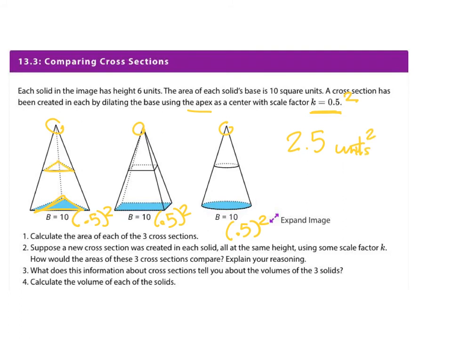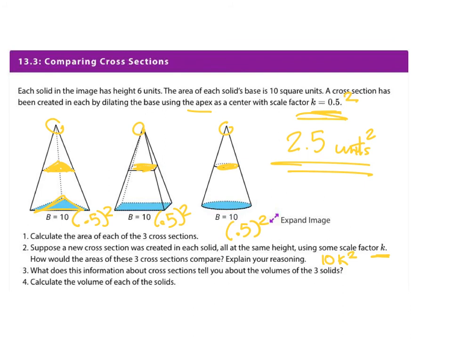Okay, we don't have any measurements to get the areas of these slices, but we do know we have a scale factor and an area of the base. And when we do area, our scale factor is squared. Number 2, suppose a new cross section was created in each solid, all at the same height, using some scale factor K. How would the areas of these 3 cross sections compare? Explain your reasoning. They would all be 10 times some scale factor squared, because all we have to do is multiply by the scale factor squared because we're dealing with area.